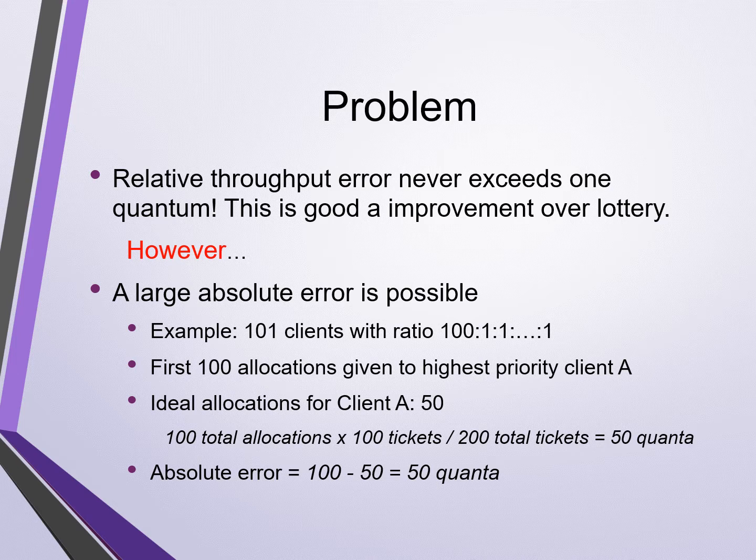However, as we saw in the standard stride algorithm, the clients are scheduled in order with the lowest pass going first. Assuming stride_1 of 100, for this example, the high priority client receives stride equals 1 and consumes the first 100 quanta before any of the other clients receive a single quantum, since their strides all equal 100. So after 100 allocations, the ideal allocation for the 100 ticket client is 50 quanta, while its actual is 100 quanta consumed, which yields a large absolute error of 50 quanta.